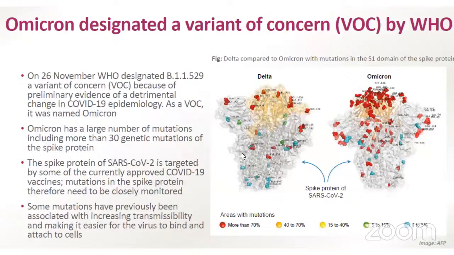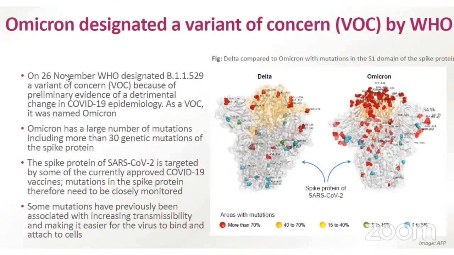Okay, so let's have a look at the spike protein of the Delta and Omicron. This is one spike protein, and this is the S1 domain of the spike protein. In the Delta, we got 40 to 70% of the mutation, but in the Omicron, it is more than 70% of the mutation. That's why the vaccine is not going to help against this Omicron.